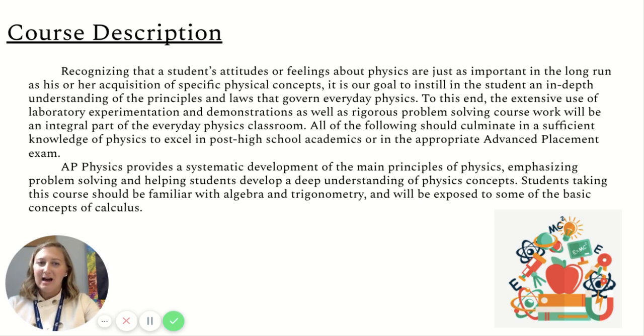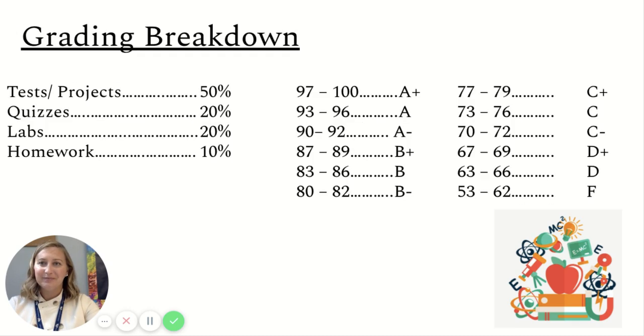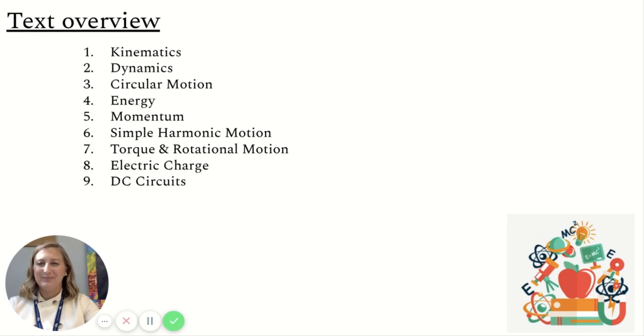Course description. This is located on the Rutherford School's website if you'd like to take a closer look. Our grading breakdown. Tests and projects account for 50%. Quizzes account for 20%. Labs account for 20%. And homework accounts for 10%. And on the other side of the screen there, we have our grade breakdown for Rutherford Schools. Text overview. We will cover a total of 9 units. All 9 units will be covered on the AP exam.